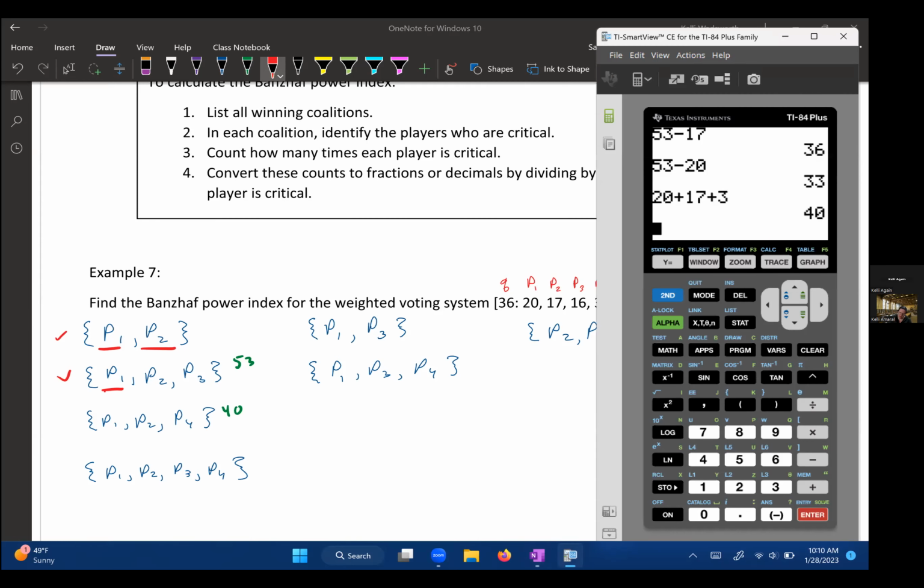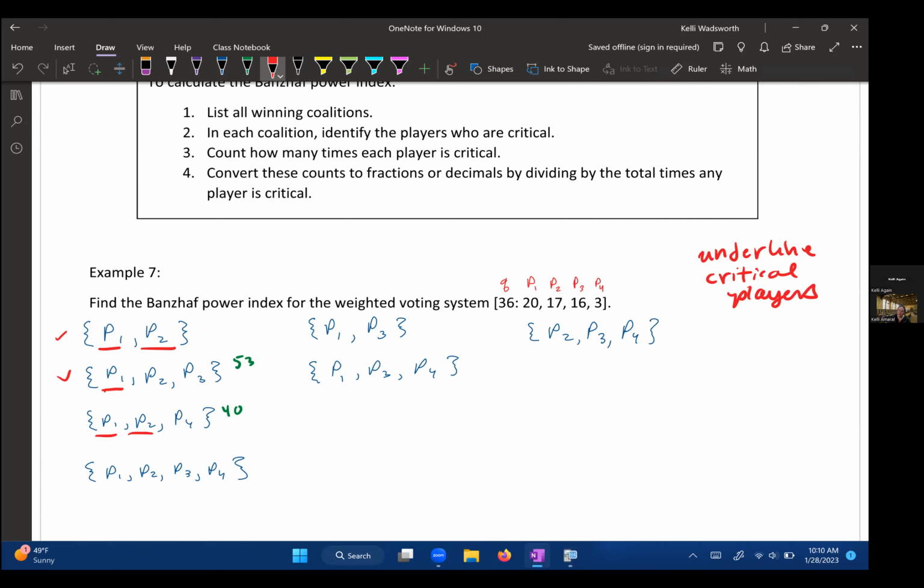Let's just double check. The weight of our coalition is 40. If we subtract out player 2's votes, 40 minus 17 is 23. So player 2 is critical. And if we subtract out player 1's votes, clearly they're both going to be critical. So in this coalition with players 1, 2, and 4, players 1 and 2 are both critical because without their votes, the coalition weight falls below quota.